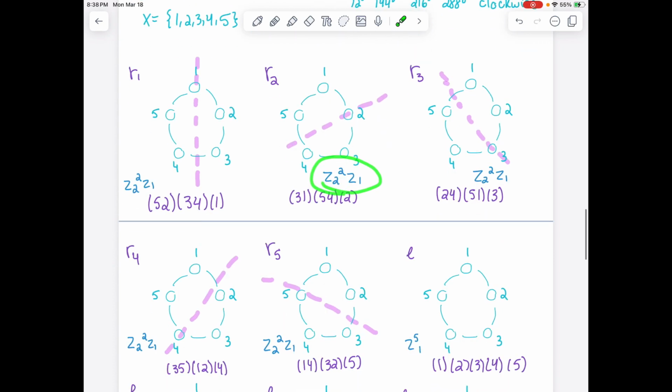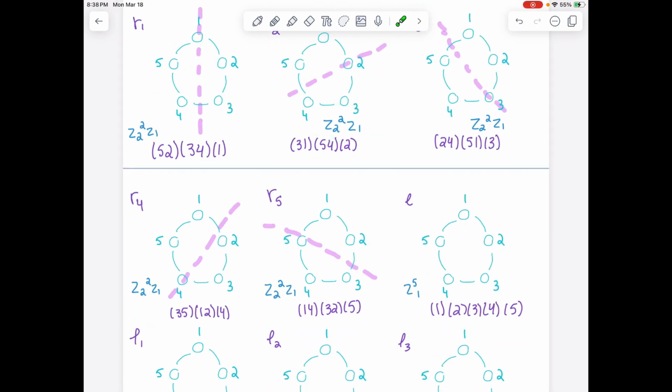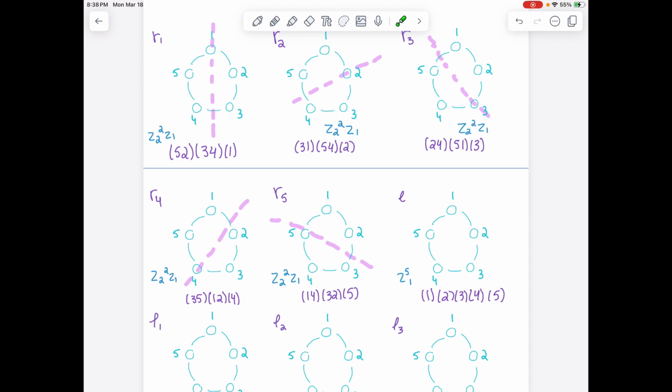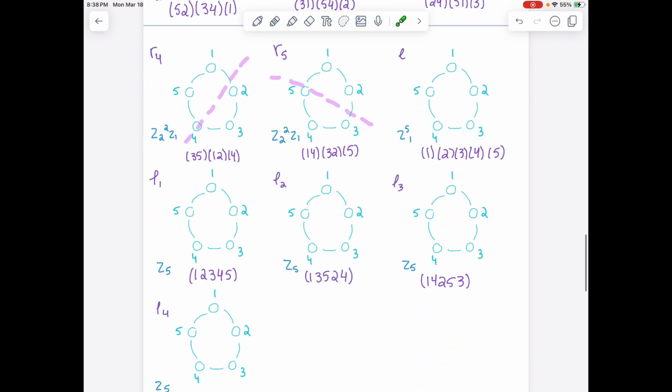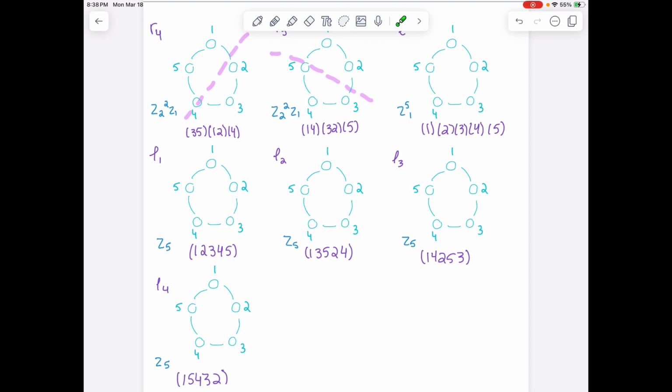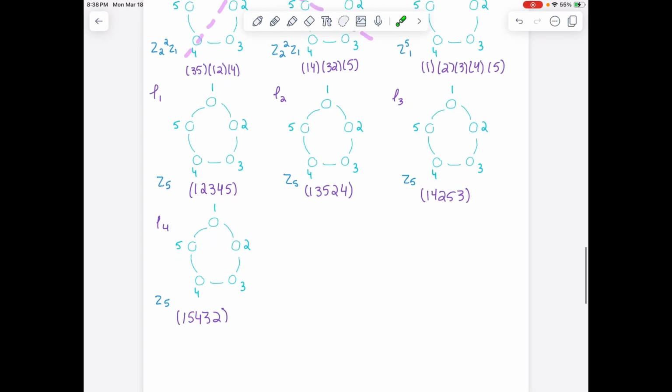So we have 4 instances of 2 cycles of length 2 with 1 cycle of length 1, and the identity, 5 cycles of length 1, and then the remaining 4 symmetries produced 1 cycle of length 5 for each group action. So not much variation.